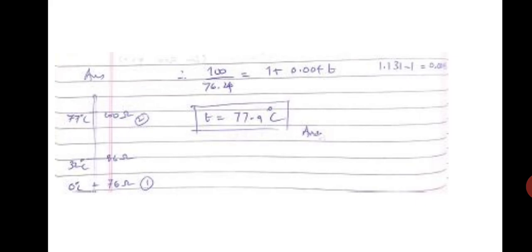Okay, on the left you can see I have made one small sketch. On the left side I have put the degrees centigrade. At 0 degrees centigrade the resistance is 76 ohms, which we have calculated. But at 32 degrees centigrade he has given it as 86 ohms. He has asked, when the resistance is 100 ohms, what is the temperature, and we have calculated that as 77.9.